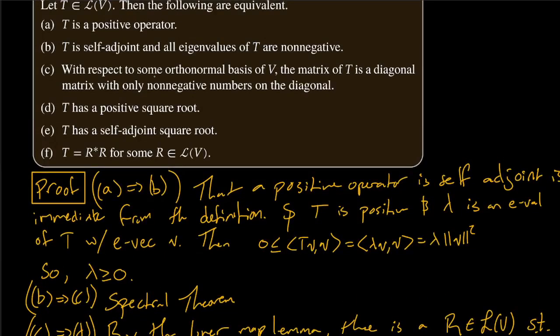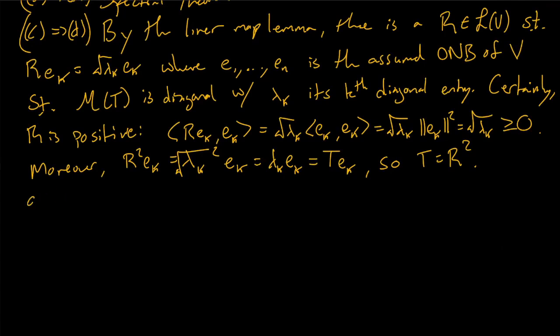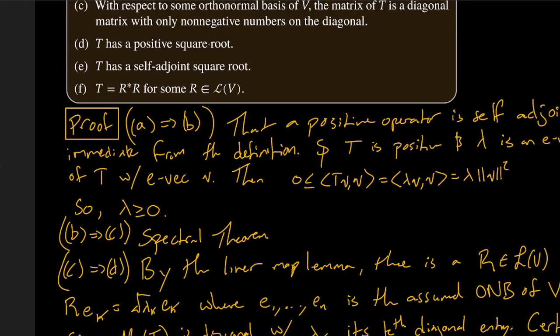So we showed that if with respect to some orthonormal basis of V, the matrix of T is diagonal with only non-negative numbers on the diagonal, then T has a positive square root. Now let's assume that T has a positive square root and show that it has a self-adjoint square root. So D implies E. This is almost so easy that it seems strange to say. Positive square root, self-adjoint square root. Well, positive operators are self-adjoint.